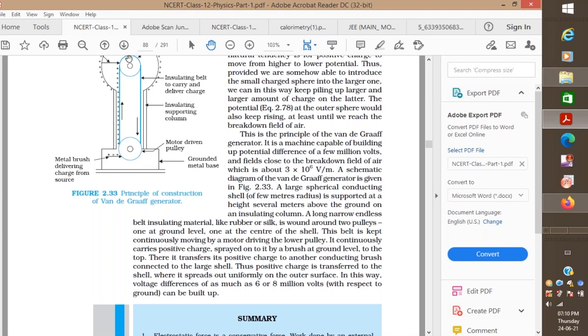See here, there is a metal brass, or you can say a kind of metal comb, with a very huge potential difference across it. So what will happen? The charges will be created over here, positive charges and negative charges. The positive charges will be carried by this belt from bottom to top, and when it comes here, there is another metal brass, which will take the charges from this belt to the capital sphere.